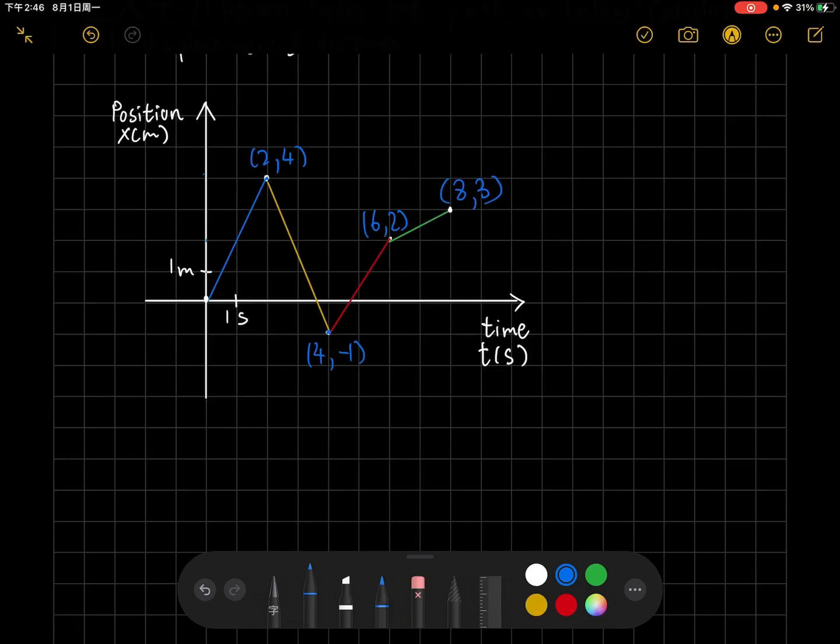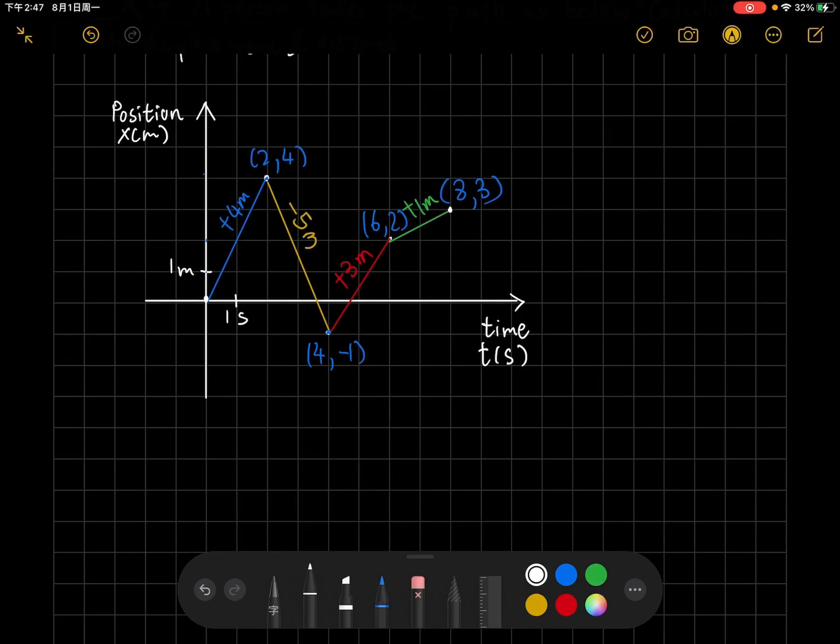So from here to here, that's going to be plus 4 meters. And from the yellow path, we get minus 5 meters, because -1 minus 4 is -5 meters. And now, the red path, that's going to be 2 minus -1 meters, which is 2 plus 1 meters, so plus 3 meters. And this one, 3 minus 2, which is 1 meter, so plus 1 meter.